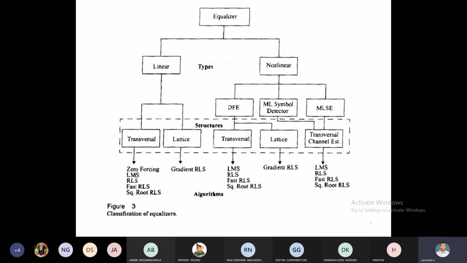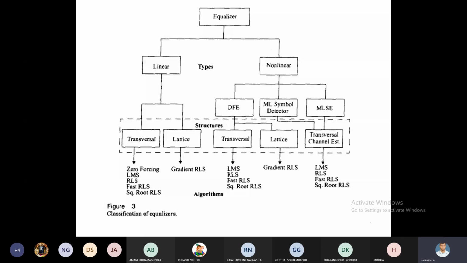This figure shows the types of equalizers. Equalizers can be divided into two types, linear and non-linear. The linear equalizer is again divided into two types depending on the structure of the blocks we are using: transversal or lattice structure. The transversal structure has the zero forcing algorithm, LMS algorithm, RLS, fast RLS, and square root RLS. Based upon the lattice structure, the gradient RLS algorithm is used.